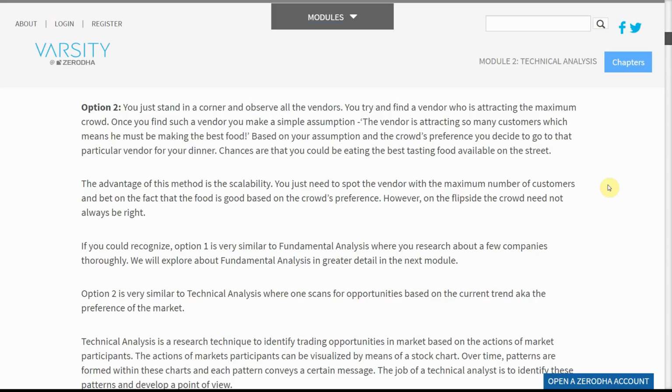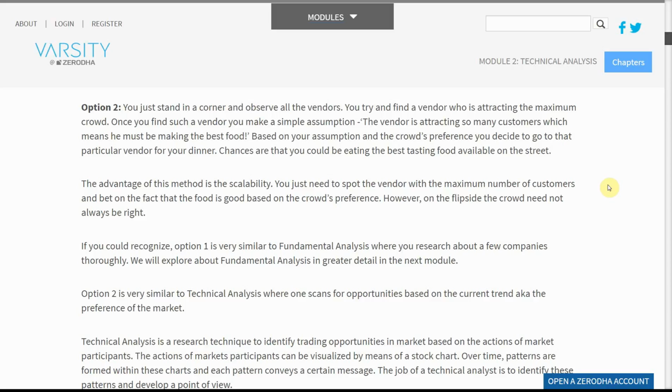If you could recognize, Option 1 is very similar to fundamental analysis, where you research about a few companies thoroughly. We will explore fundamental analysis in greater detail in the next module. Option 2 is very similar to technical analysis, where one scans for opportunities based on the current trend, aka the preference of the market.